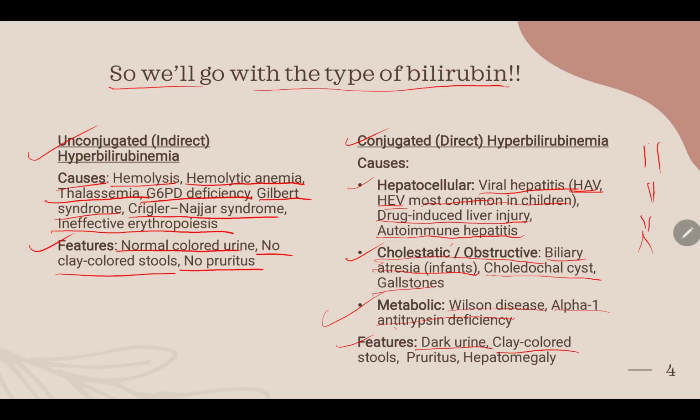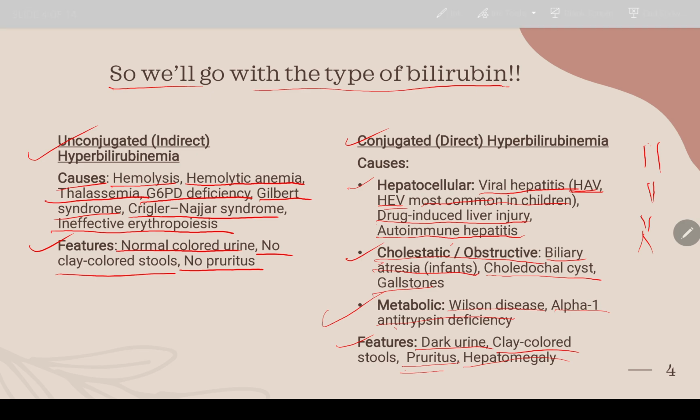Dark urine and clay-colored stools. So conjugated bilirubin does not go inside the intestine and goes into further circulation. Thus, there is dark urine and clay colored stools. Then pruritus. So pruritus is itching of the skin, inflammation of the epidermal layer. So you can have rashes present, and hepatomegaly, that is organomegaly, that is increased size of the liver.